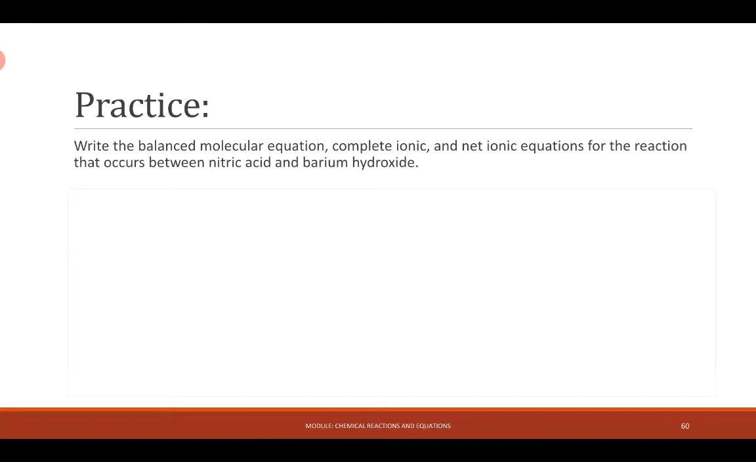So here's a practice problem. Go ahead and try to write out the balanced molecular equation, complete ionic equation, and net ionic equations for the reaction that occurs between nitric acid and barium hydroxide. Pause the video to work this out on your own in your notebook, and then unpause the video when you're ready to continue.